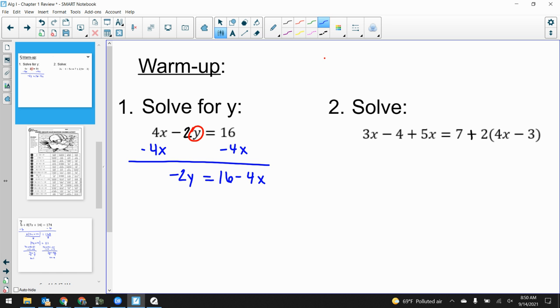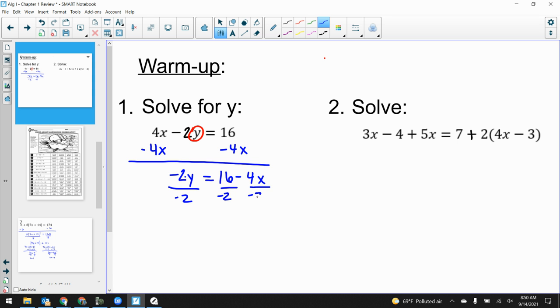Now what do we do? Remember, what do I do? What's my next step? Solving for y. Oh, come on now, Henry. There's a multiplication symbol in there. Divide by negative 2, yes.